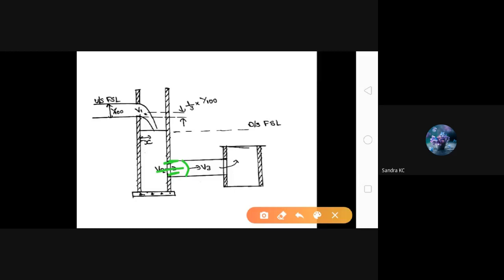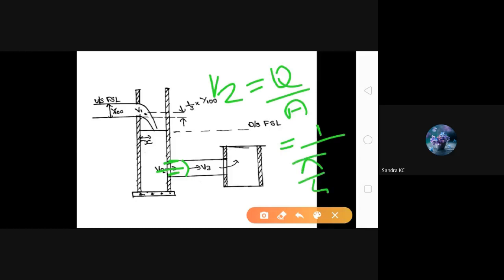Then we need to determine the velocity at this opening. We denote the velocity as V2. Velocity equals Q by area, which is equal to 1 by pi by 4 into 0.5 square. Then what's the value of V2?